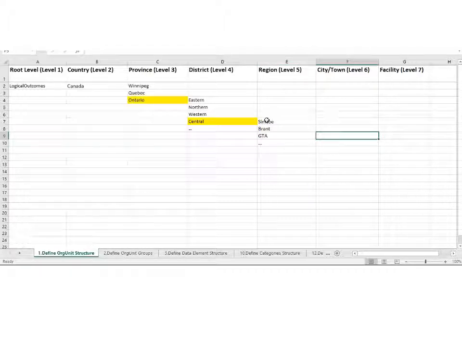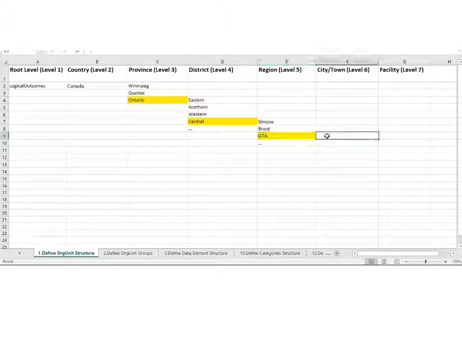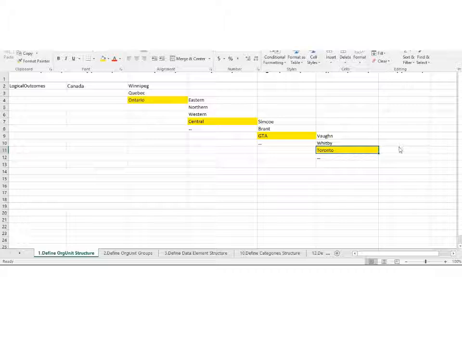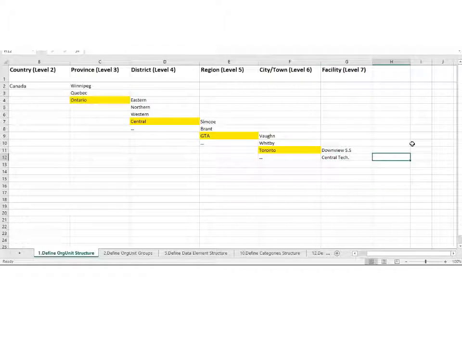Now I'm going to take GTA and break that down even further. And of course, you'll be doing this with your own country or situation here. So in GTA, we have Vaughan, Whitby, and of course, Toronto. And Toronto is where we operate from. Now, level 7 is facilities. In our case, we're covering schools. So our facility is schools, and I'm just going to name a couple here: Downsview Secondary School, and we have Central Technical School, and so on.